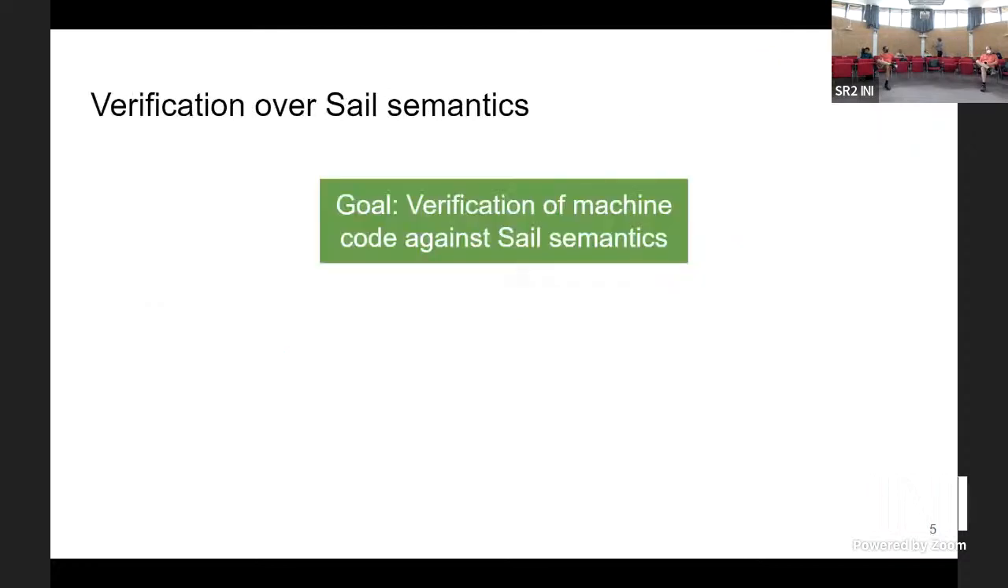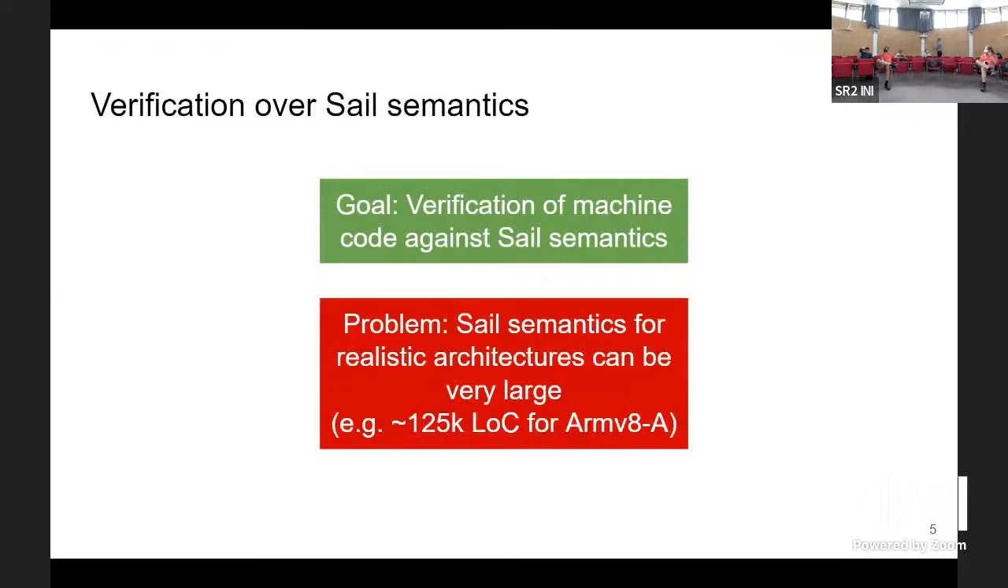Okay, so we want to do verification with respect to the Sail semantics. The problem here is they're still enormous. The Armv8 model is about 125,000 lines. When you compile it to Coq, it gets about 2 times bigger. We've tried feeding this in and doing verification directly on it before, and inevitably what happens is Coq eats all of your machine's memory and then falls over.